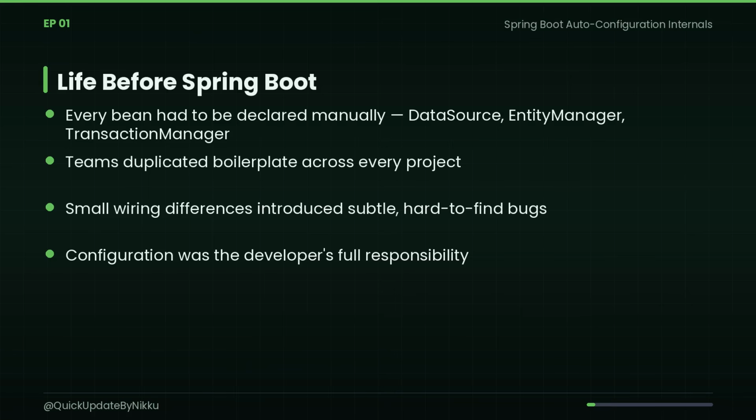Before Spring Boot, a single JPA setup required at minimum 4 separate bean declarations: a DataSource, a local container entity manager factory bean, a JPA vendor adapter, and a JPA transaction manager. Every team in an organization was writing essentially the same configuration, slightly differently, every time. That duplication was the direct problem Boot was designed to eliminate.